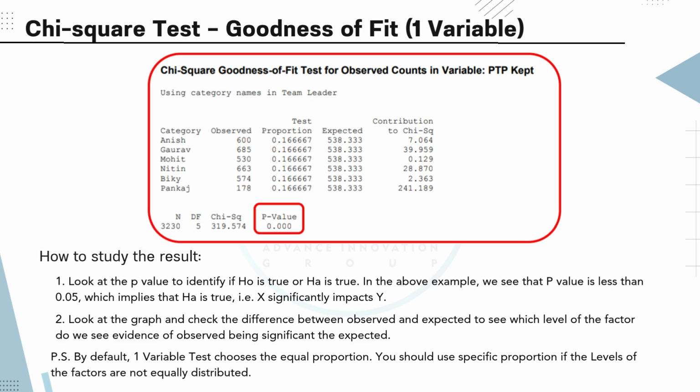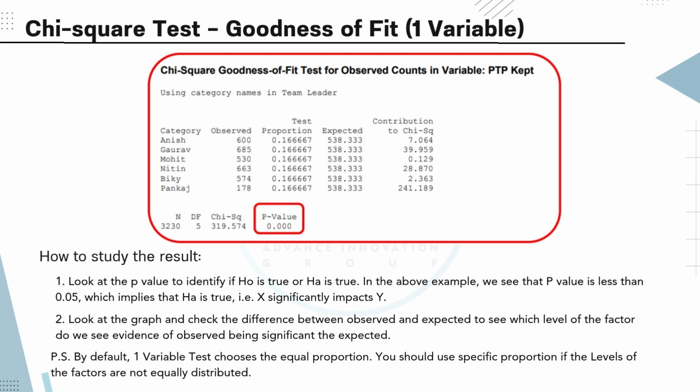1. Look at the p-value. You'll notice the p-value is 0.000, which is less than 0.05. This means we reject the null hypothesis, H0, and accept the alternate hypothesis, H1. In simple terms, the distribution we observed is significantly different from what we expected. So X, team leader, significantly impacts Y, number of PTP kept.